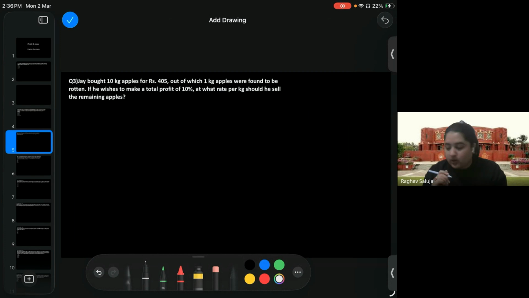So now let's come to the third question. That is, Jay bought 10 kg apples for rupees 405, out of which 1 kg apple were found to be rotten. If he wishes to make a total profit of 10%, at what rate per kg should he sell the remaining apples? Okay, so the question is pretty clear.